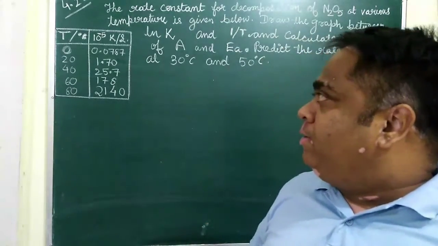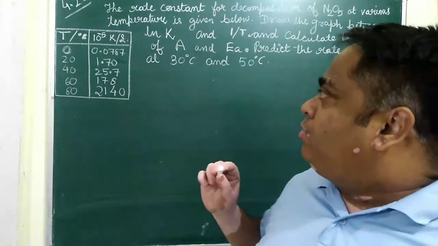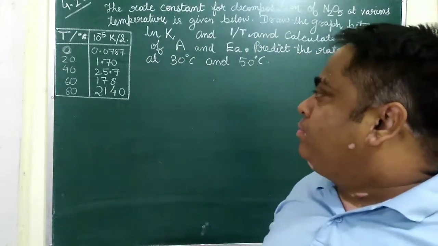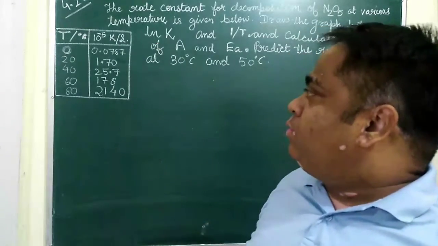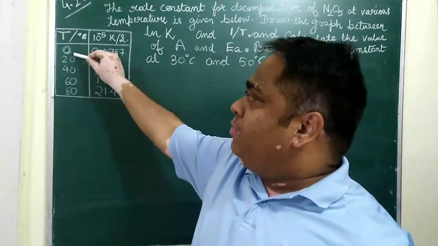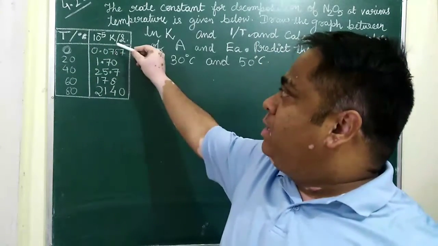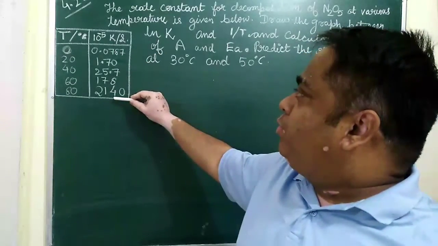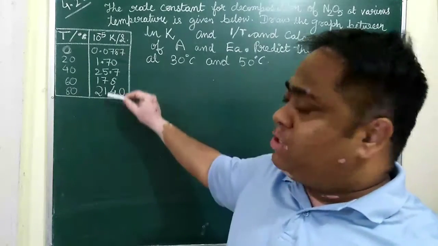See the question, what it is saying. We have to plot a graph between ln k and 1 by T. So the value of T is given and value of k is given. So we have to get the value of 1 by T. So we have to first of all convert this into Kelvin and then take the reciprocal of that. In case of rate constant, we have to find out 2.303 log of this much.